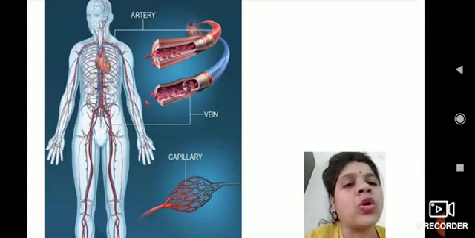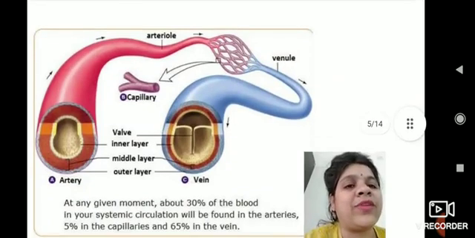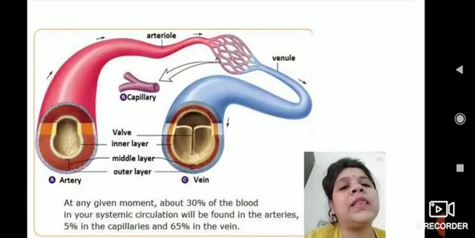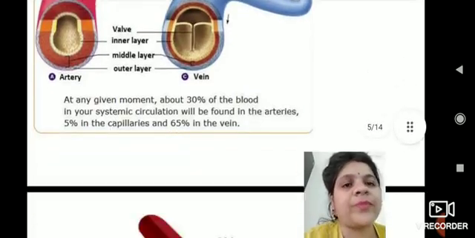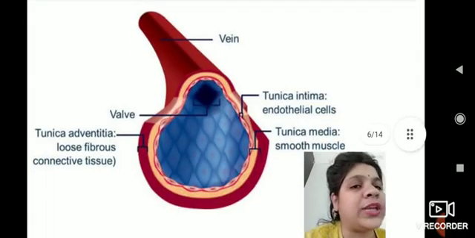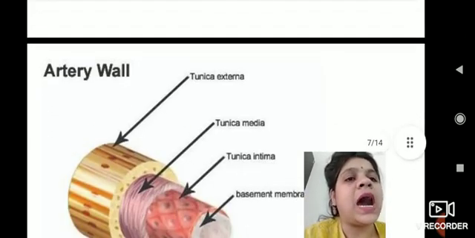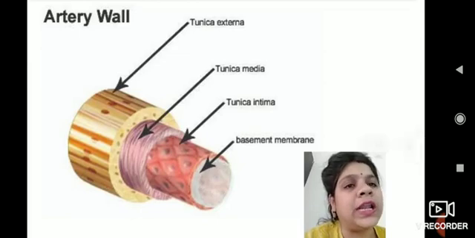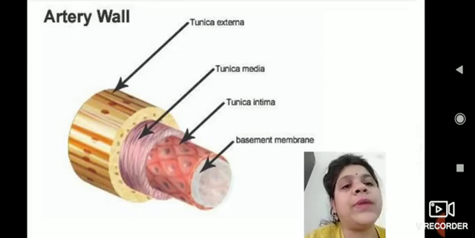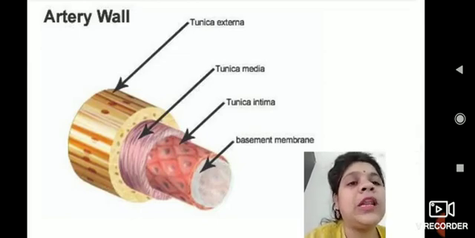When we look into the structure of arteries and veins, we see the vein has a valve present in it, while the arteries do not have the valve. Vein has 3 layers: tunica adventitia, tunica media, and tunica intima, and the lumen has a valve present in it. While the arteries have 3 layers: tunica externa, tunica media, and tunica intima. The lumen here is small.